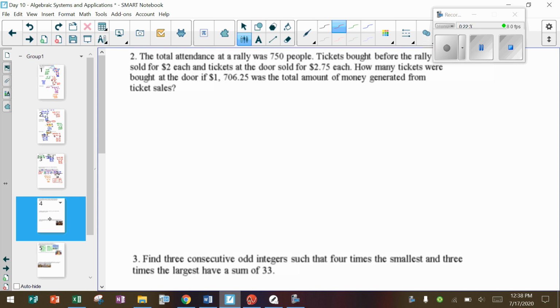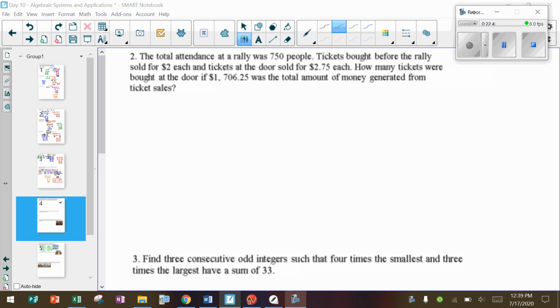This one, I was talking about attendance at tickets for a rally. So the total attendance at a rally was 750 people. Tickets bought before the rally sold for $2 each, and tickets at the door sold for $2.75 each. How many tickets were bought at the door? If $1,706.25 was the total amount of money generated from ticket sales.